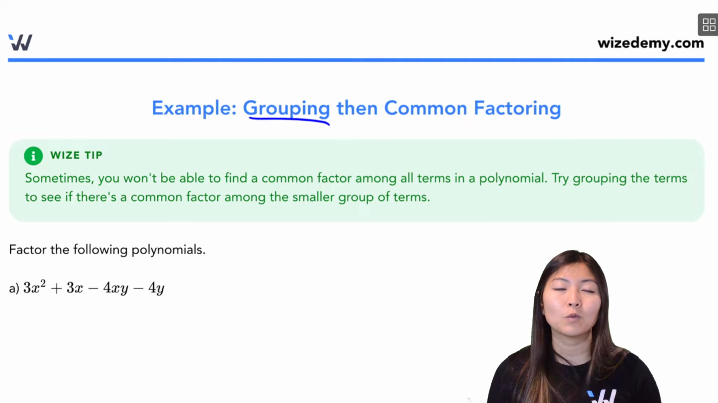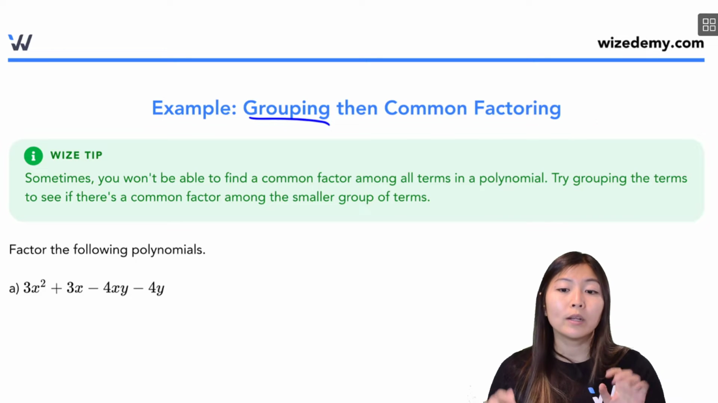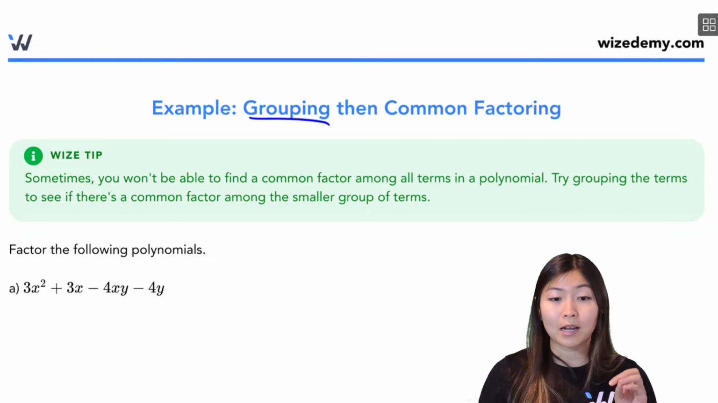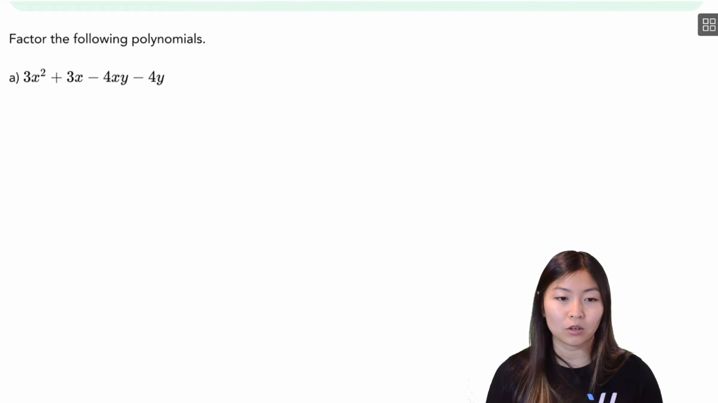Okay? Sometimes we don't have to factor out a common factor between all the terms in the polynomial. We can group the terms and then factor it out of the smaller terms. Let's take a look at this example. We want to factor this polynomial.